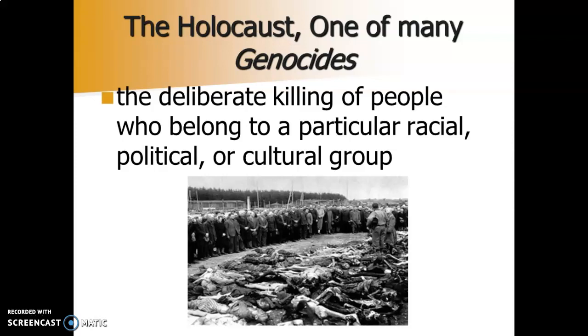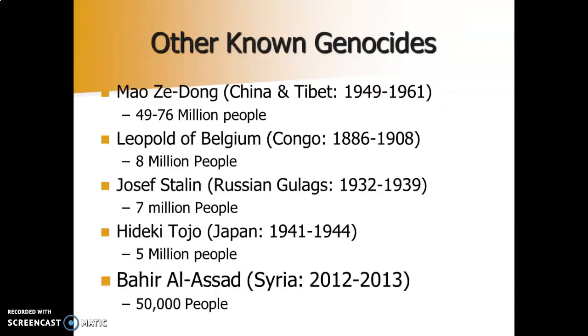So that's really where we see the main aspect of this confusion begin. But this is one of many genocides. You look at the deliberate killings of peoples, and at other genocides. China, Tibet, Mao Zedong: after World War II is over, China gets its independence back, and Mao Zedong kills 76 million people. Leopold of Belgium kills 8 million people in the Congo over 22 years. Joseph Stalin in the Russian gulags, we talked about his ruthlessness at the very beginning of this unit: 7 million people. Hideki Tojo in Japan, 5 million people.